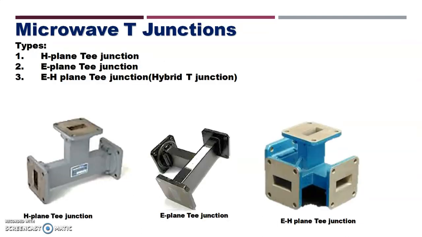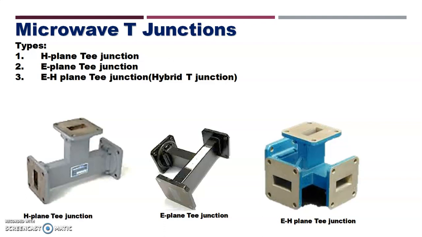Then, as I told you, the microwave power is propagated through a waveguide. Many times it is required to connect 2 sources or combine 2 microwave powers into a single line. So at that time different types of T's are required. Sometimes it is required to split the power. Sometimes it is required to take part of the power for measurement from the main line.